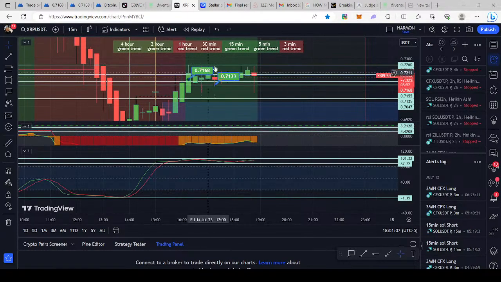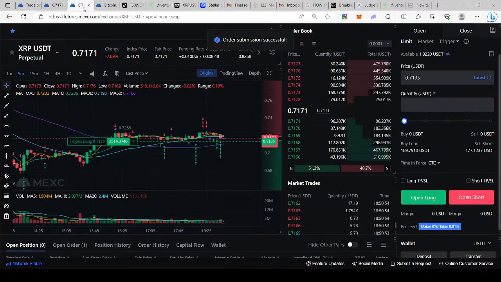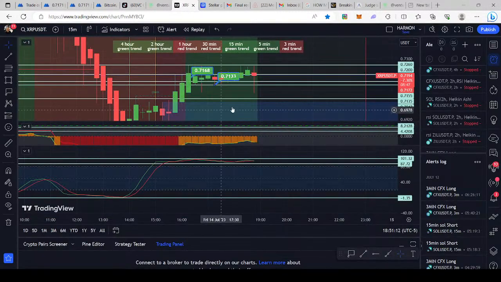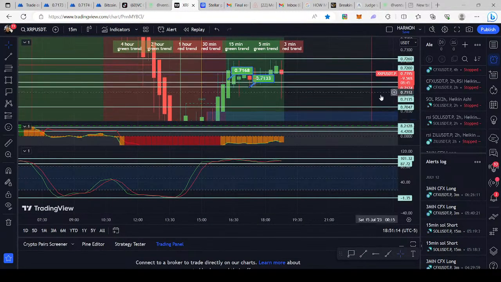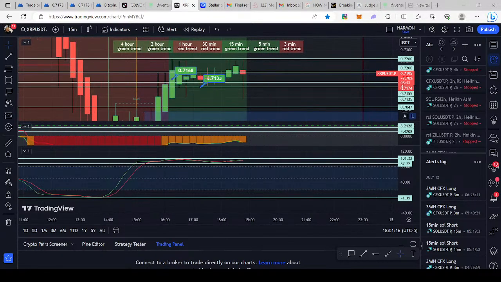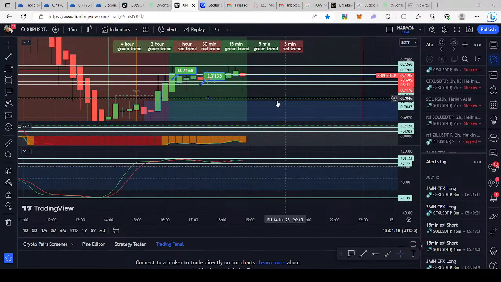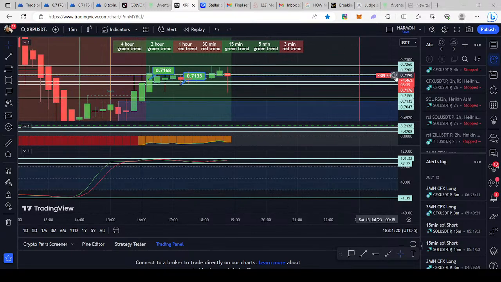But that's how you build right there. How you build your little entries. Find your little entry boxes. As soon as that 15-minute gets to the top like that, as Boogie will tell you, don't trade against the 15, right, Boogie?